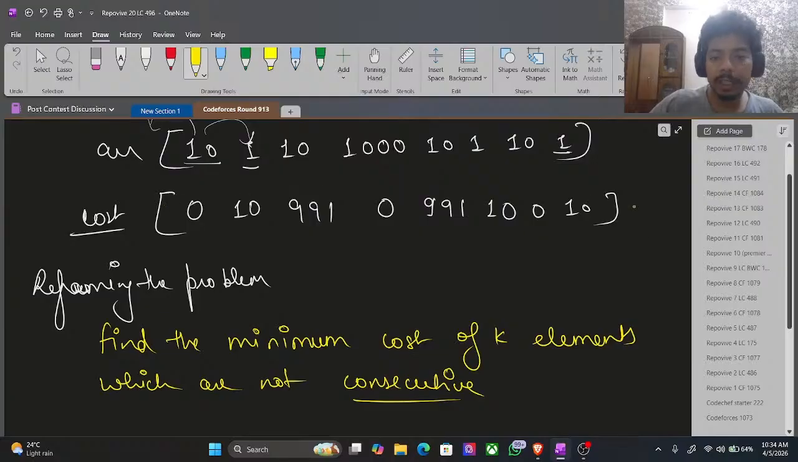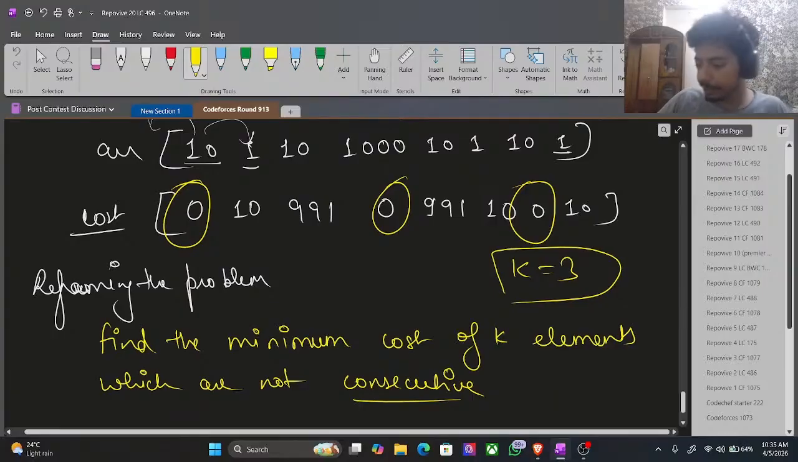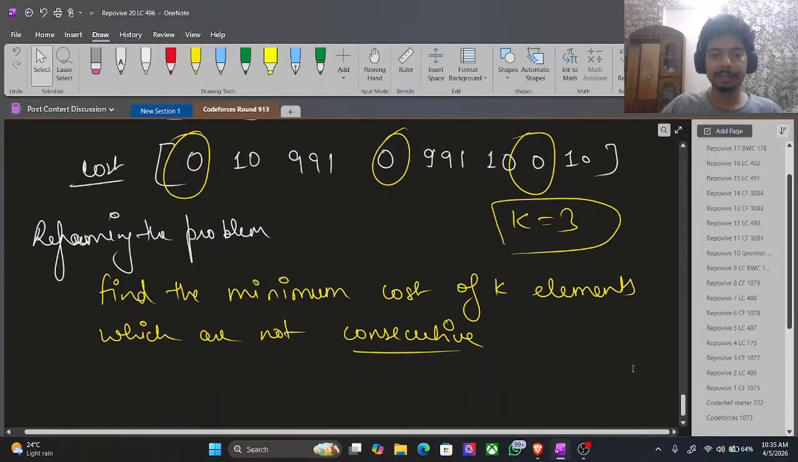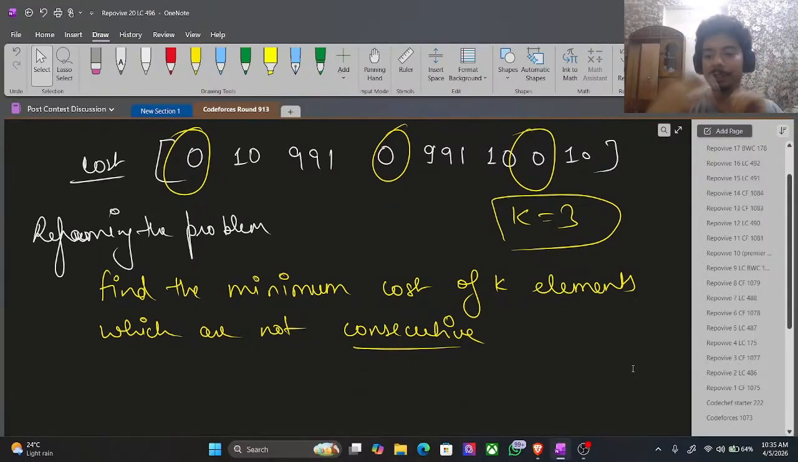So look at the cost array. Take k equals 3. I have to choose 3 elements which are non-consecutive and will sum up to the minimum possible cost. I will take 0, 0 and 0, so I will get a cost of 0. I can do this, yes or no? Now, just tell me if this is clear or not, or whether I have just reframed the whole problem into something else.